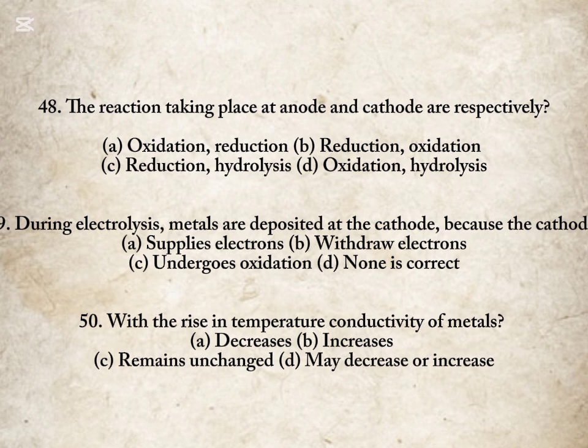49. During electrolysis, metals are deposited at the cathode, because the cathode A. Supplies electrons, B. Withdraws electrons, C. Undergoes oxidation, D. None is correct. The correct option is A. Supplies electrons.